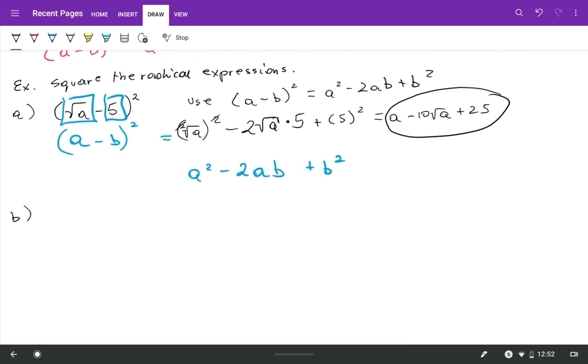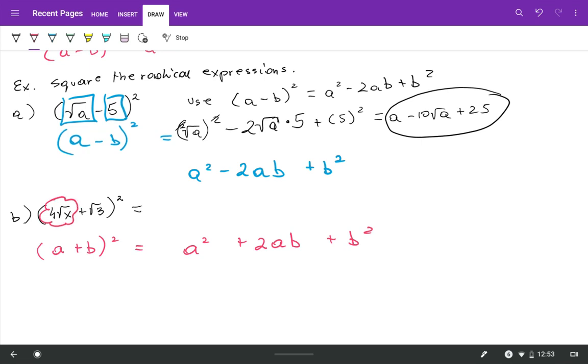Okay. And example B, we're going to use the square of sum formula. So here we have 4 square root of x plus square root of 3, squared. So here we're going to follow the formula a plus b squared, which is a squared plus 2 times a times b plus b squared. Okay, so this is a, and this is b from the formula.